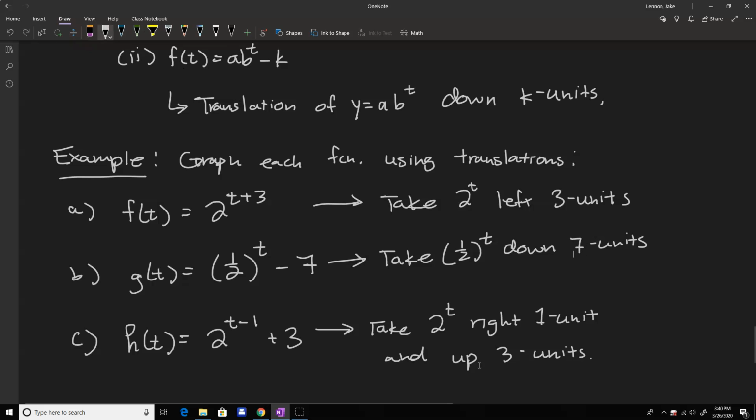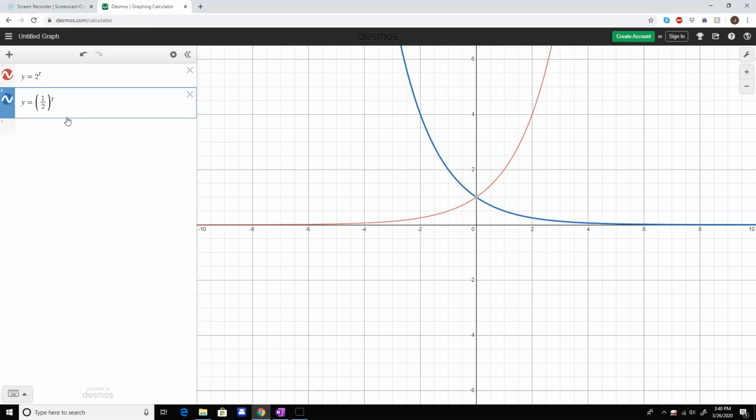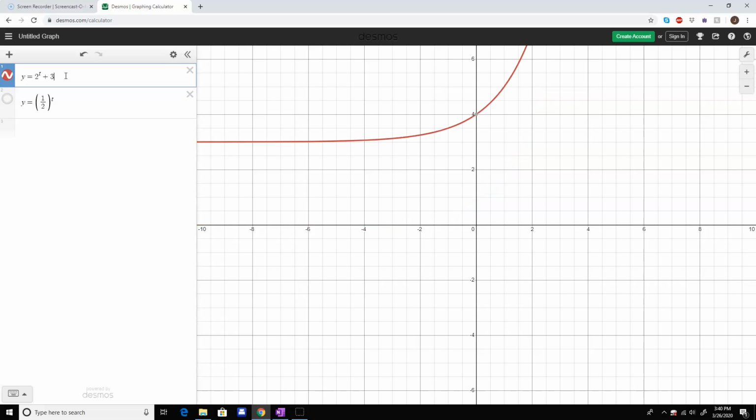And let's go back to Desmos and see if our intuition was correct. So let's look at the first one. We want to look at 2 to the t and do 2 to the t plus 3. So let's go ahead and make this graph blank. Let's go up into the exponent. So this is our graph 2 to the t plus 3. We said that should move everything left 3 units. So let's put a plus 3 up there and see what happens.